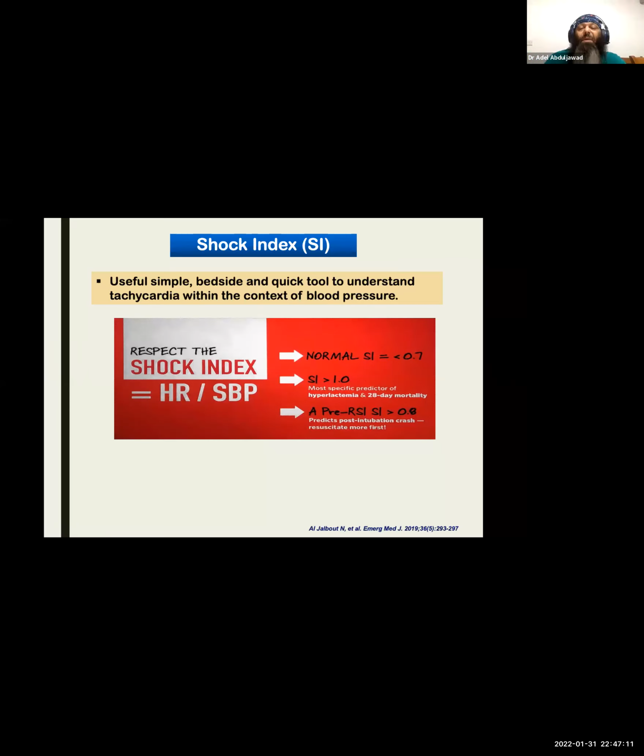Not only this, for rapid sequence intubation, when you calculate the shock index and find it more than 0.8, we call it a predictor of post-intubation crash and hypotension. So you have to be ready with the resuscitation tools in your hands at the bedside: the epinephrine, the ephedrine, the dopamine, the levophed, everything with you, because you predicted the post-intubation crash, since the shock index is more than 0.8.